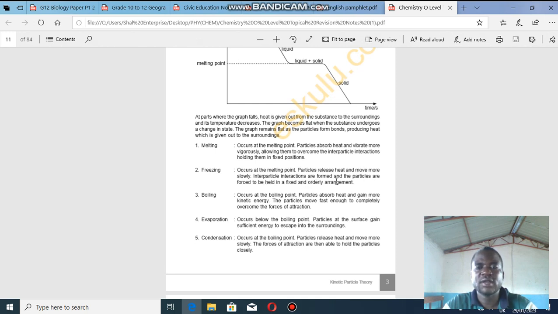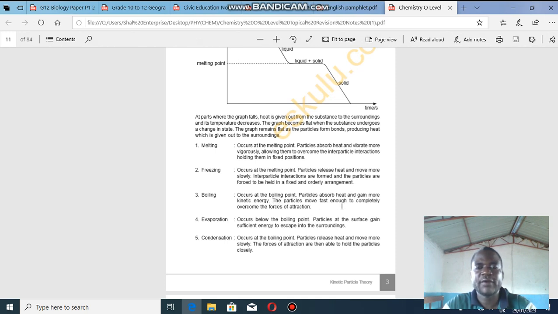Interparticle interaction is formed and particles are held in a fixed position in an orderly arrangement, and there is bond formation. So in freezing, that is bond formation. Sometimes they will tell you to state whether it is bond breaking or bond formation. Freezing, that is bond formation. Boiling occurs at the boiling point. Particles absorb heat and gain more kinetic energy.